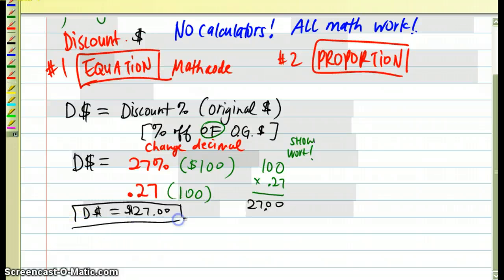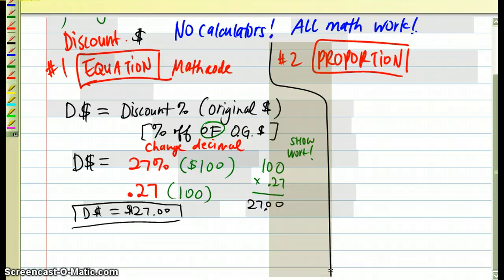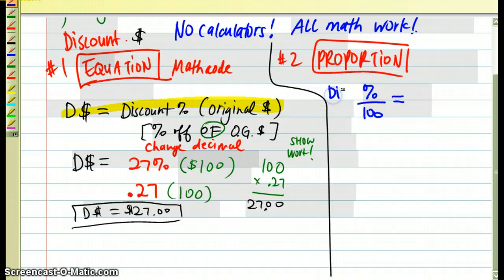Okay. The second method is to use a proportion. So you can choose to do it that way instead. We'll do it this way. A little space here. The proportion that you're going to use, actually let me go back to the equation. Here was the equation for that method. For proportion, we're going to have the percent over 100, and it's the discount percent, I'm sorry. The discount percent over 100, that's our ratio for the percentage.